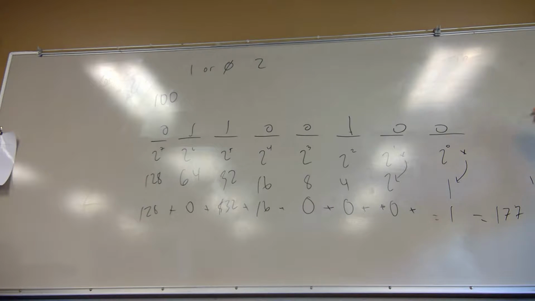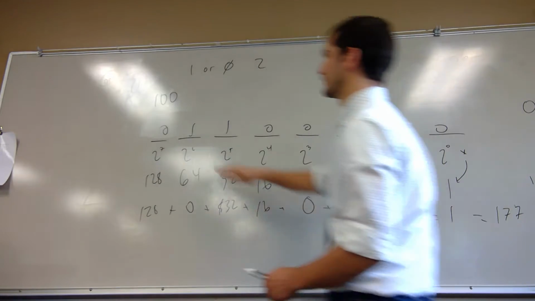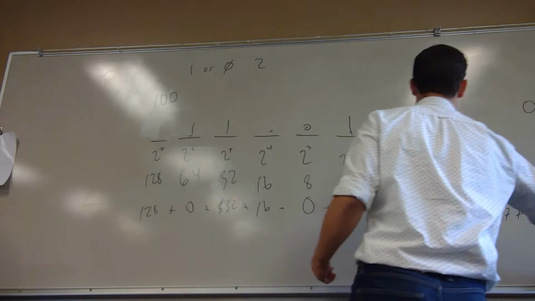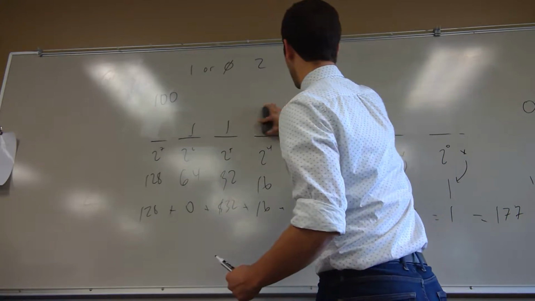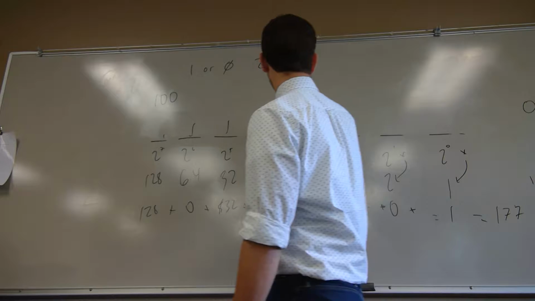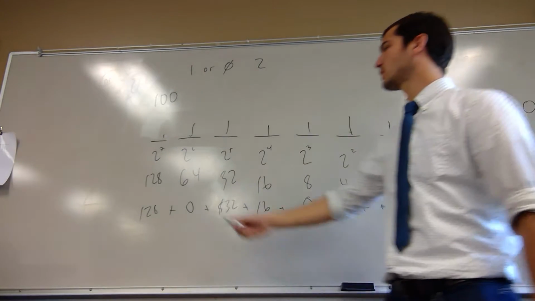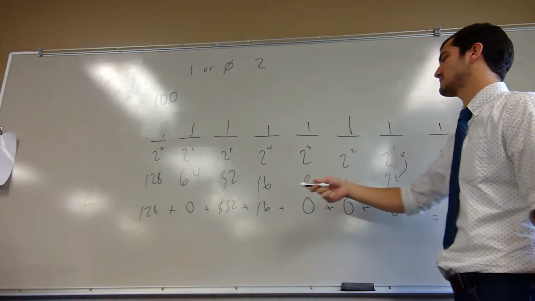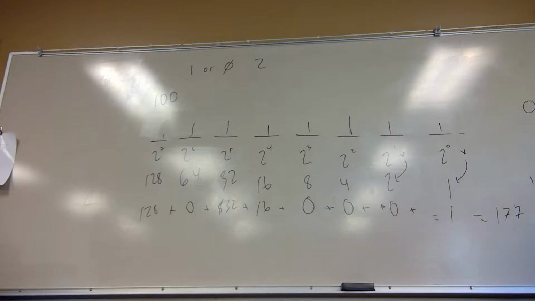So an 8-bit number can do every number from 0 to 255. If you go 2 to the 8, that equals 256. I can represent every number from 0 to 2 to the 8 minus 1. So if I did 1, 1, 1, 1, 1, 1, 1, 1, that's 128 plus 64 plus 32 plus 16 plus 8 plus 4 plus 2 plus 1, which equals 255.